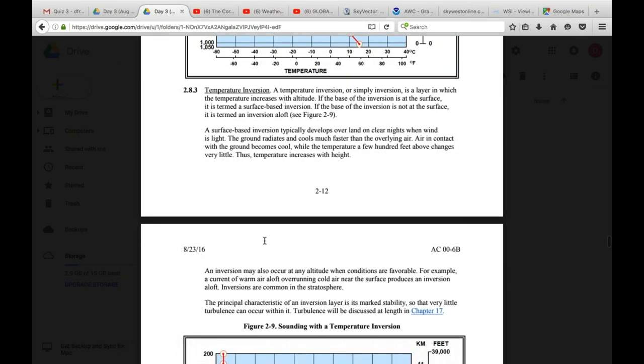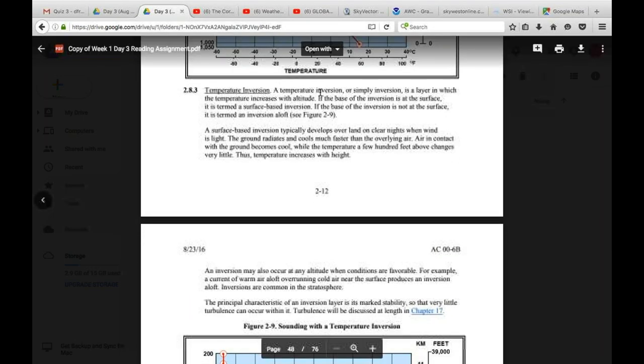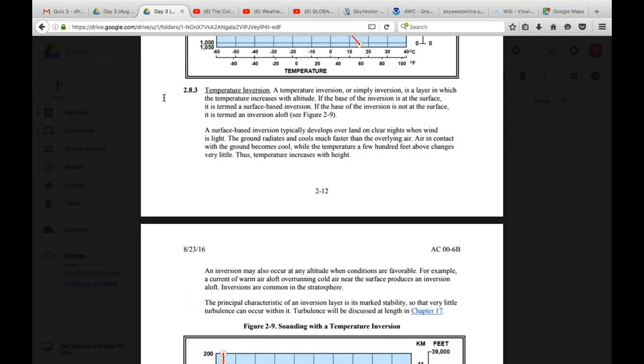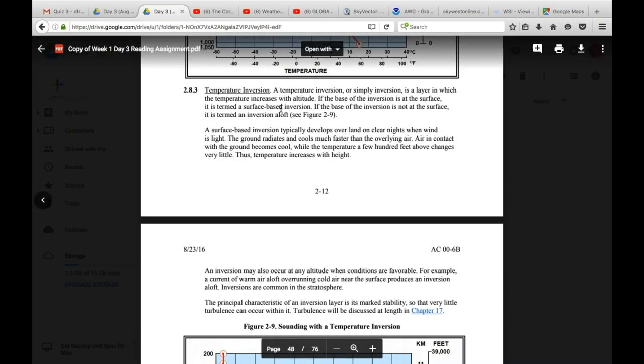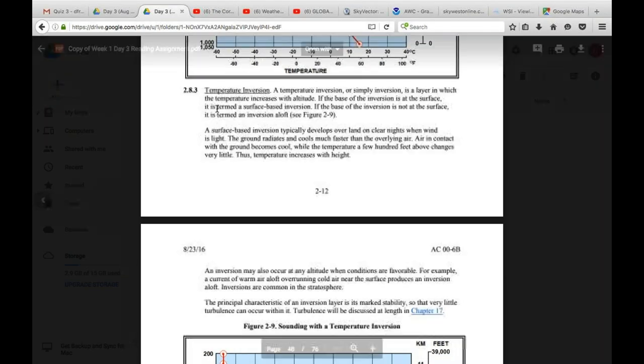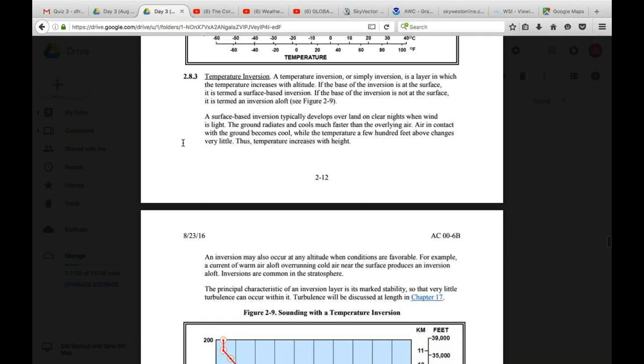So a temperature inversion is a layer in which the temperature increases with altitude. If the base of the inversion is at the surface, it is termed a surface-based inversion. Surface-based inversions are typically bad weather. It's like foggy, it's just crap. If the base of the inversion is not at the surface, it is termed an inversion aloft.